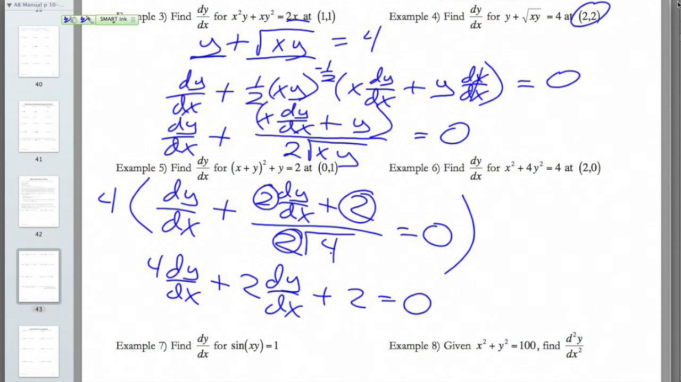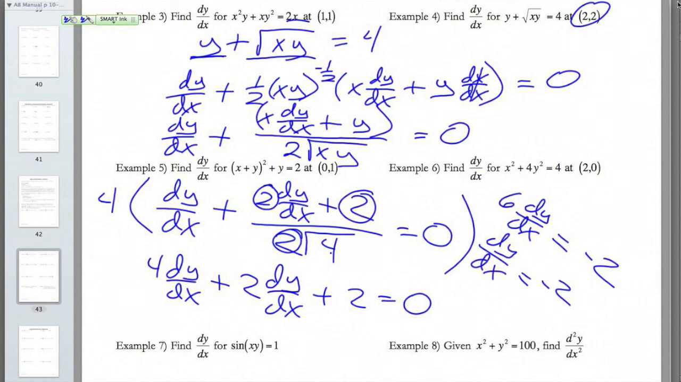All right, so 4 dy dx and 2 dy dx give me 6 dy dx. And I move that 2 to the other side, and that gives me a -2. So I get dy over dx equals -2 over 6 is fine. If you want to be a rebel, make it -1/3.